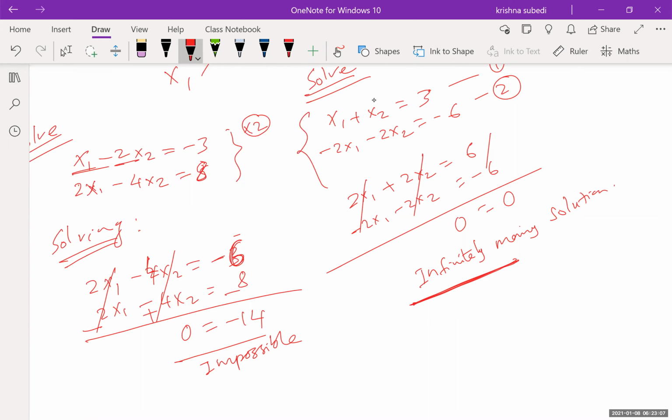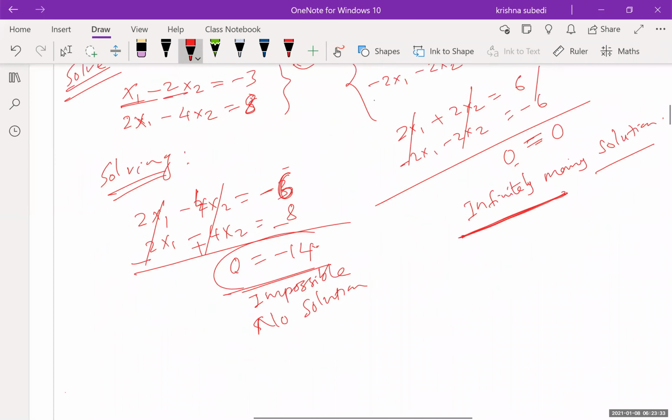So whenever you get a 0 here and some other number there, it means there is no solution. But if you get 0 equals 0, which is true all the time, 0 equals 0 is always true, in that case, you can say that the system has infinitely many solutions. Just keep that in mind.